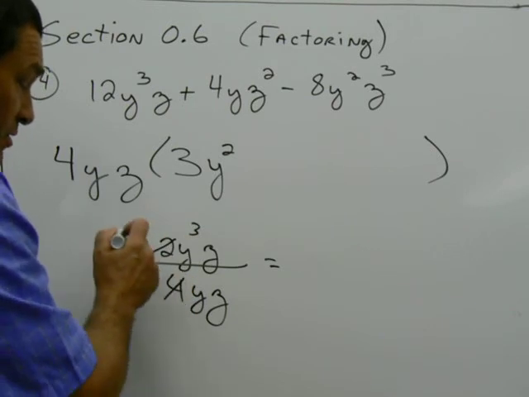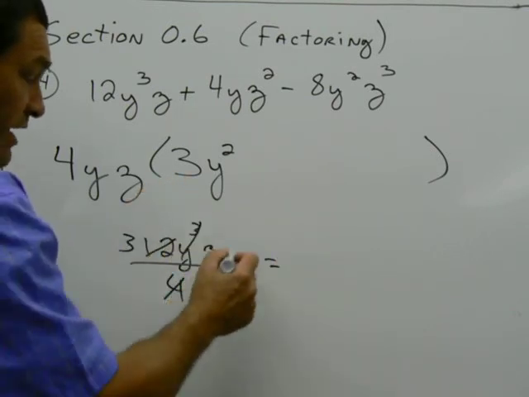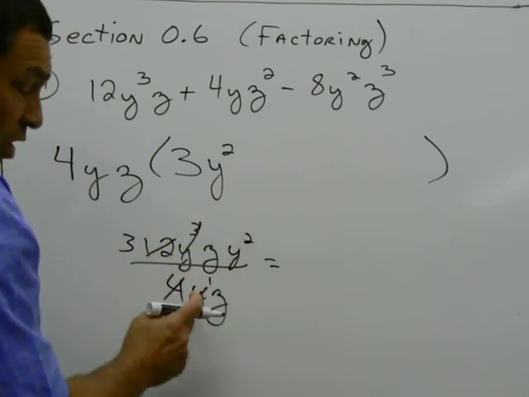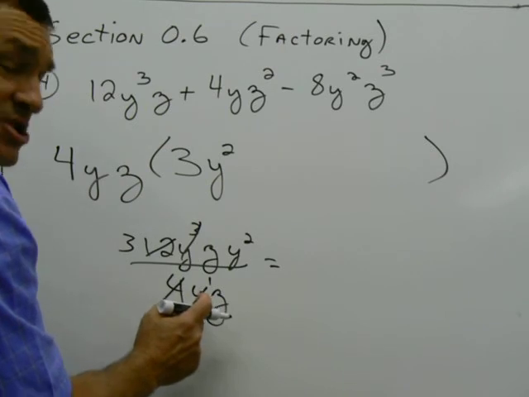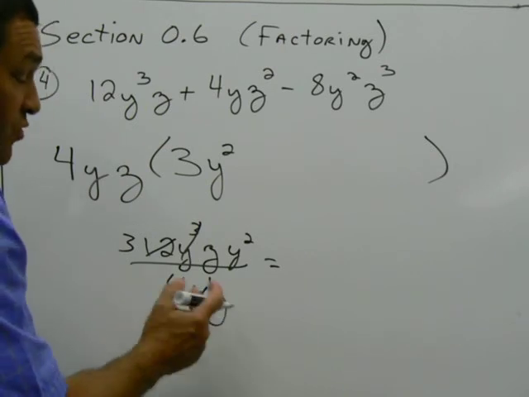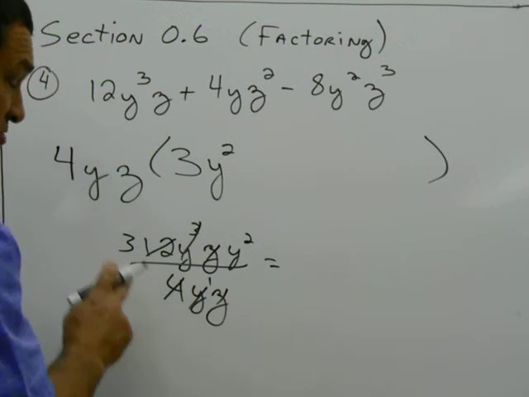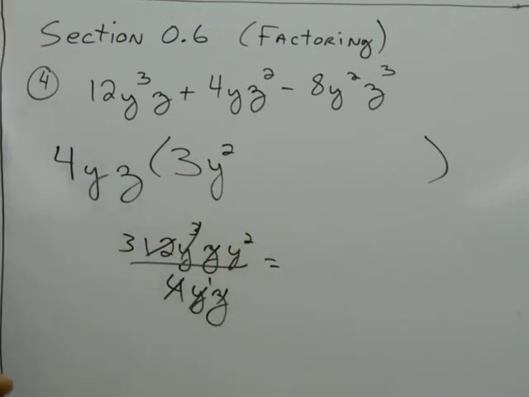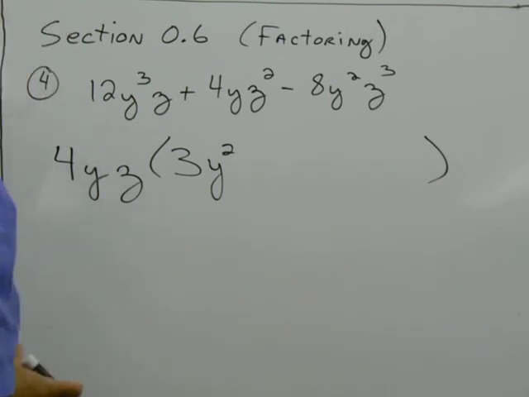12 divided by 4 is 3. That's where the 3 came from. Y cubed over y gives me a y squared in its place. The exponent for y is 1. Y to the third over y to the first, using our properties of exponents, would be y to the 3 minus 1, which is y squared. And then the z's are common factors, they cancel. So you see I have the 3, y squared is left. And that's what I'm going to do for each term. This is harder to talk about and explain what you're doing than it is to actually do it.